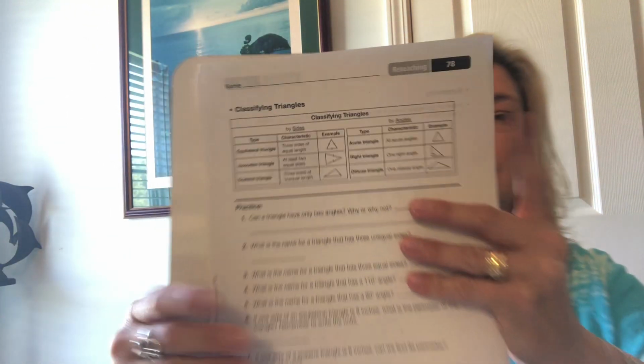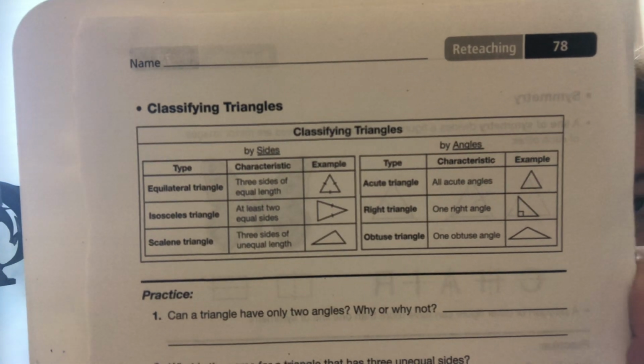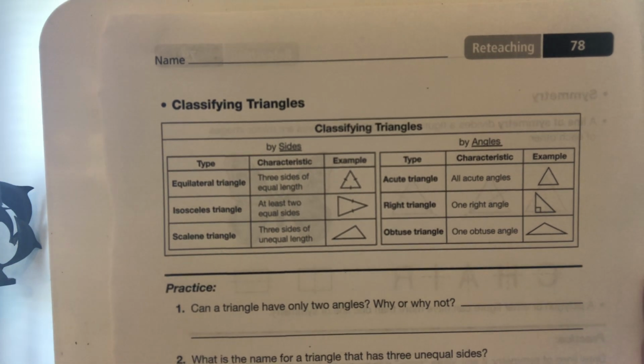What is the name for a triangle that has 3 unequal sides? Okay, look at this part right here. Look at those right there. What names a triangle with 3 unequal sides? Can you find it on that? Yes, a scalene. Scalene, 3 sides of unequal length. So on number 3, it's scalene. Okay? All right.